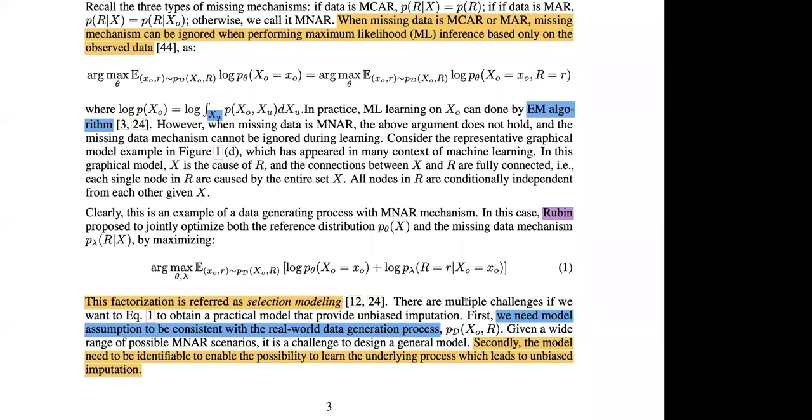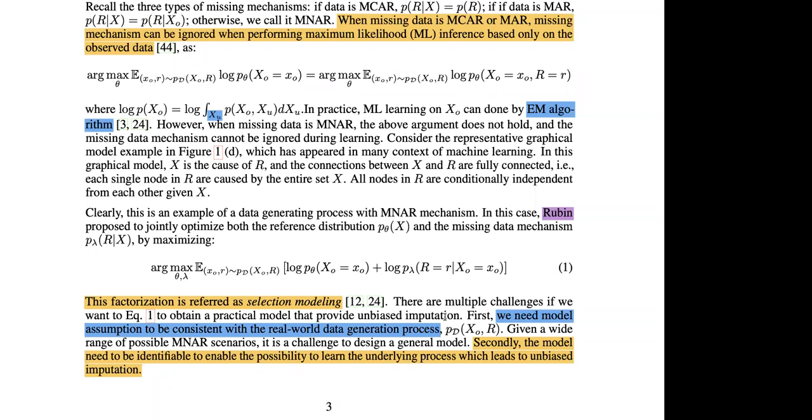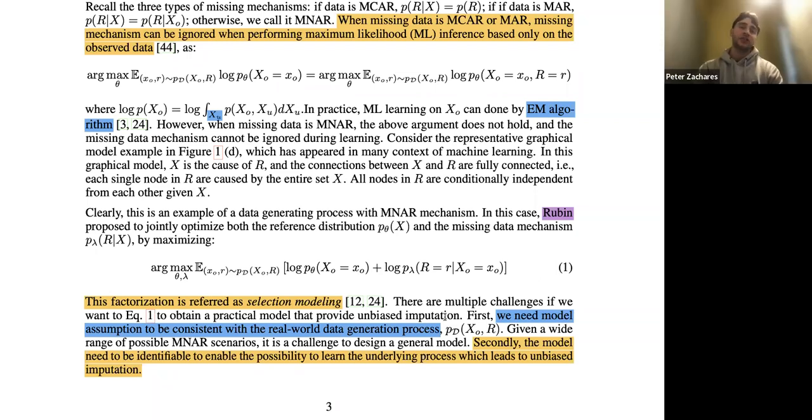But when you say it's an unbiased distribution, does it depend on specific assumptions about the structure of the data generating process? I think what they say is there are multiple challenges if we want equation 1 to obtain a practical model that provides unbiased imputation. So I guess there are additional assumptions that you have to make, which they talk about in the proof, to get unbiased imputation. So that would be your choices of theta and lambda effectively. Yeah, and actually how they relate to the data set and the missing mechanism.